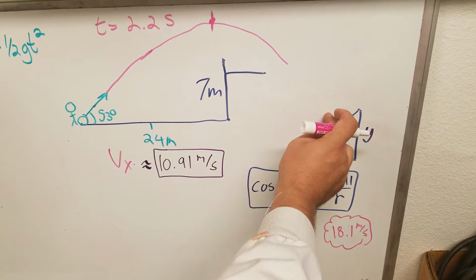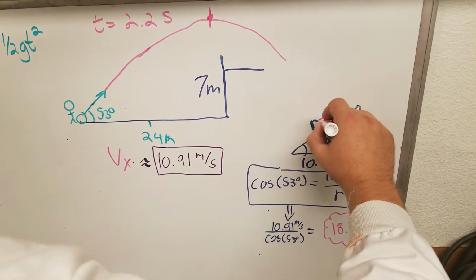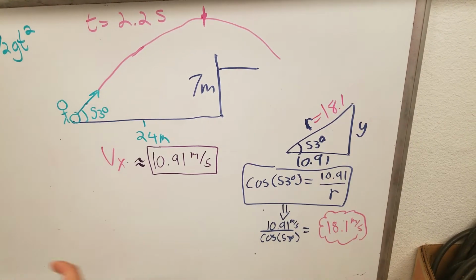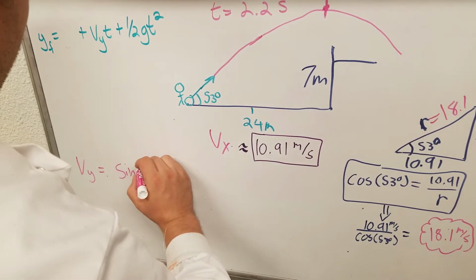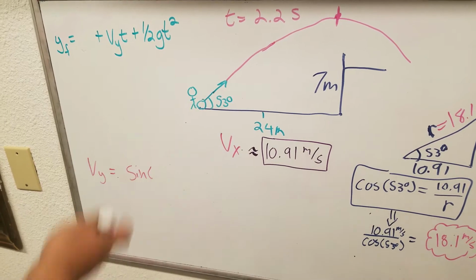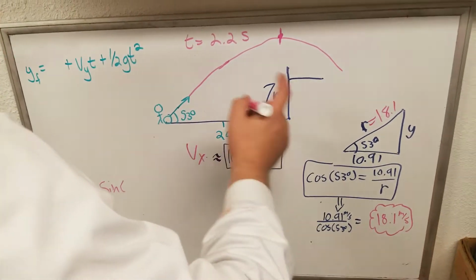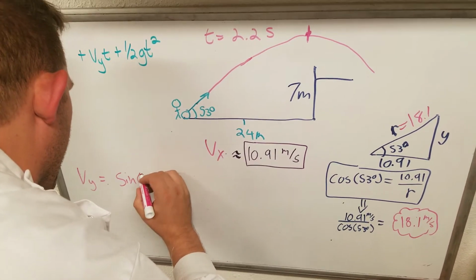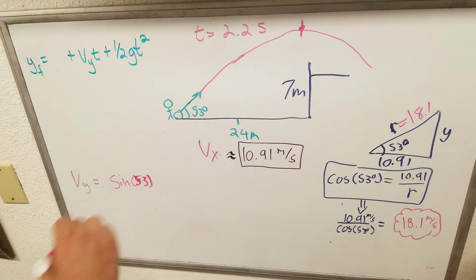We could do, if we wanted to, opposite over hypotenuse. That'd be sine. Yeah, let's do that. And we know that r, I'll just write it up here, equaled 18.1. We already figured that one out. So we're going to say sine of our angle 53. And remember, sine literally means how much y, how much up and down we are, just like cosine meant how much left and right we are in our vector.